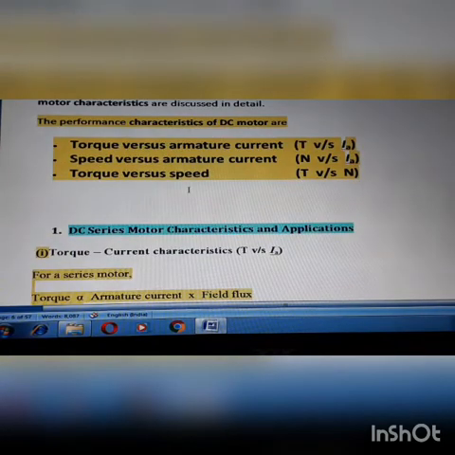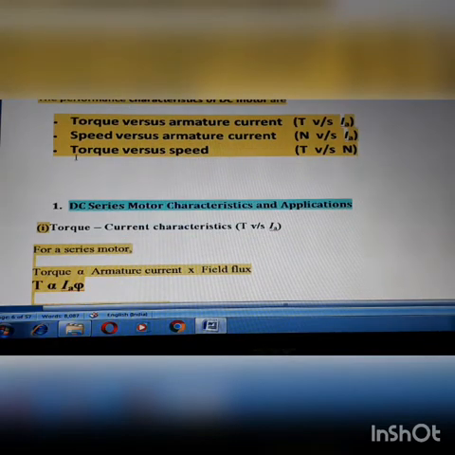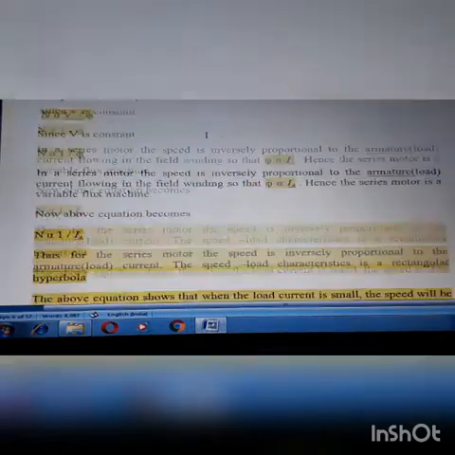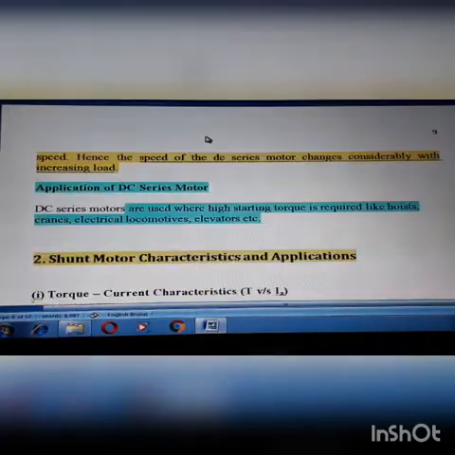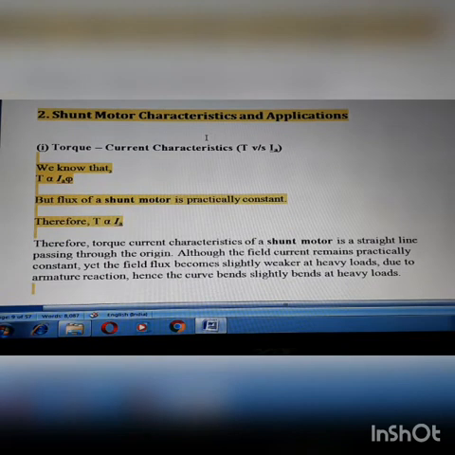In DC shunt motors also there are three types of characteristics. First is your torque versus armature current characteristics, for which we require the torque equation. Second is your speed versus armature current characteristics, for which we require the speed equation. Third is your torque versus speed characteristics, for which we require the above two characteristics. So let us actually start with the DC shunt motor characteristics.